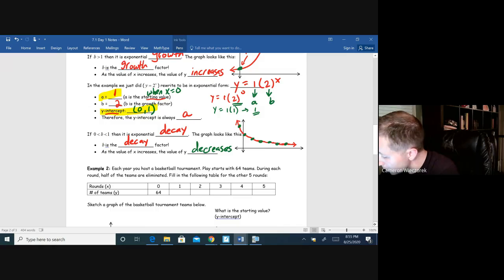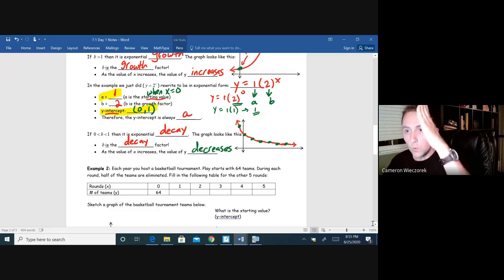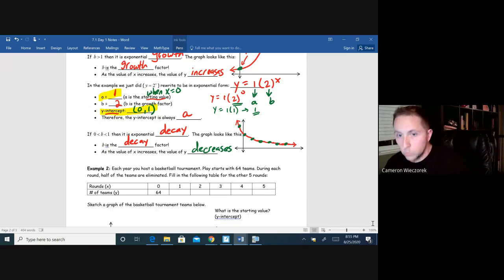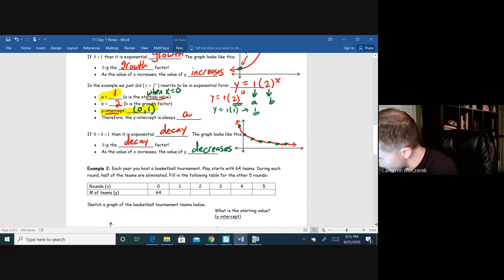So to decide if it's growth or decay, it's about the b value. If b is bigger than 1, growth. If b is between 0 and 1, decay. And a always gives you the starting value, the y-intercept. Let's look at another application.